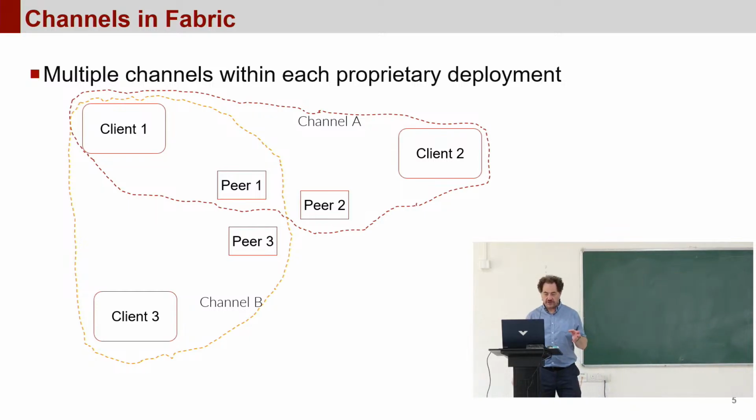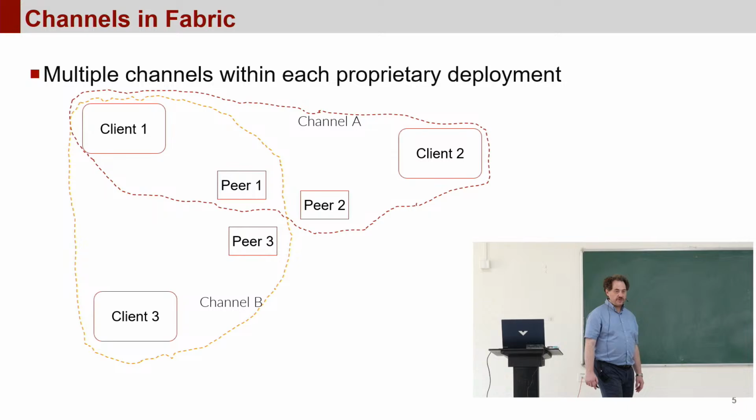So what's the semantic of a channel? A channel is like a partition of participants in the system. So in this example, you can see two channels. The first channel includes two clients and two peers, and the second channel includes two clients and two peers. So the channels can be overlapping, but obviously they are different.